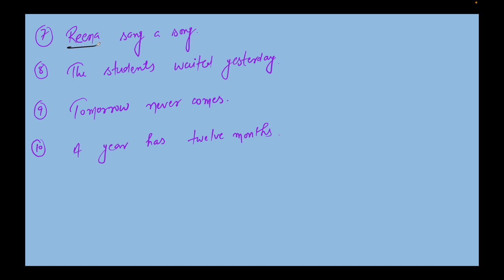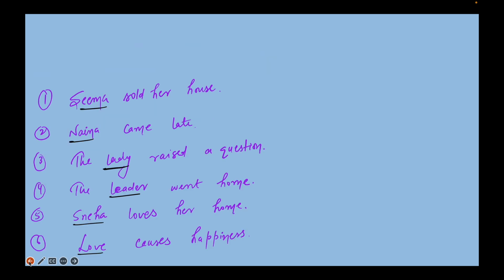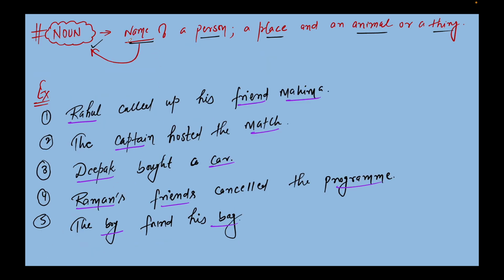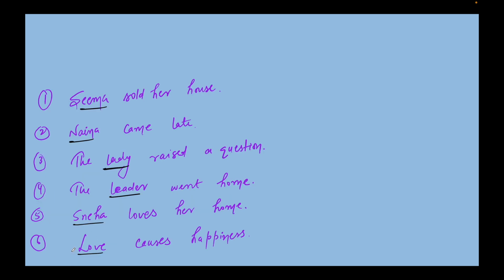And what about Rina? Yes, it is a name of a person, there is no issue. What about this? It is also not a name of a person. What about tomorrow? It is also not a name of a person. What about year? It is also not a name of a person. So basically, there is a problem with the definition of noun. It means we have to rewrite the definition of noun in such a way that all the things fit with that definition.